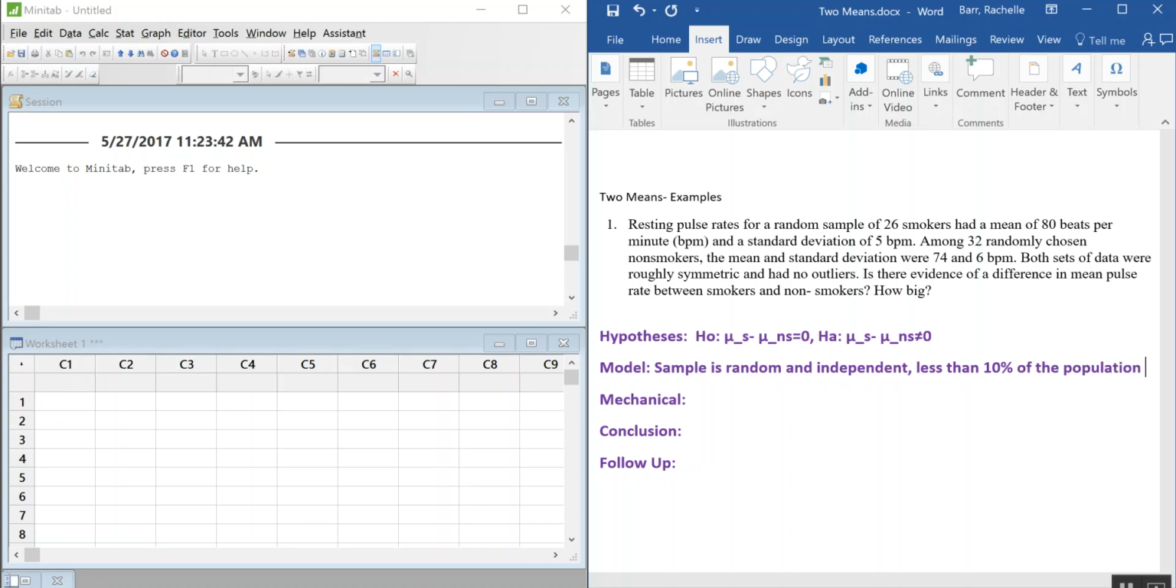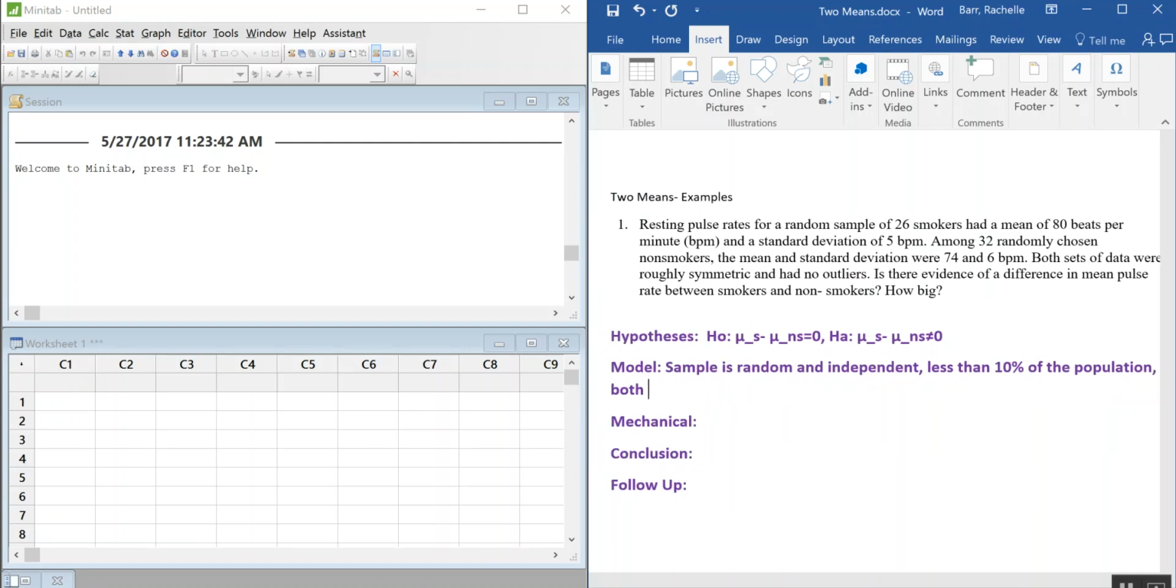What's up next? Then I need to see if it's normal looking. So they tell you that it's roughly symmetric and has no outliers, and that's enough for you to get nearly normal. You've got at least one of the characteristics of the normal distribution. So I would say both the groups are nearly normal, so we're good to go. So we are greenlit to do a 2-sample T.